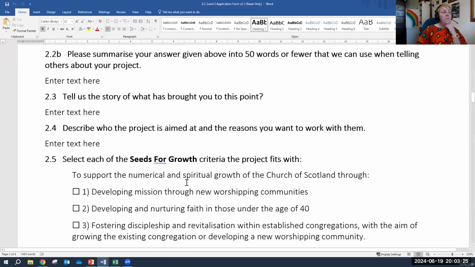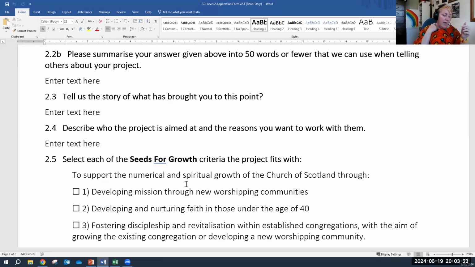Okay, then 2.4, describe who the project is aimed at and the reasons that you want to work with them. I want to just highlight here this last bit, the reasons you want to work with them, because people can have very, very different reasons to work with people, and that's absolutely fine. But don't let anything go unspoken in your thought process. Pop it down, because the more information we have, the better.